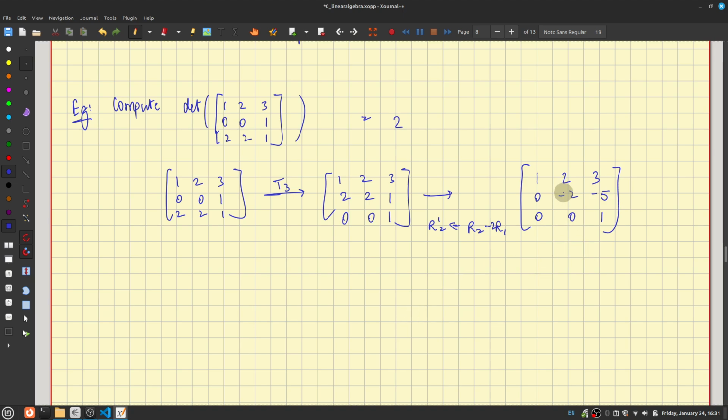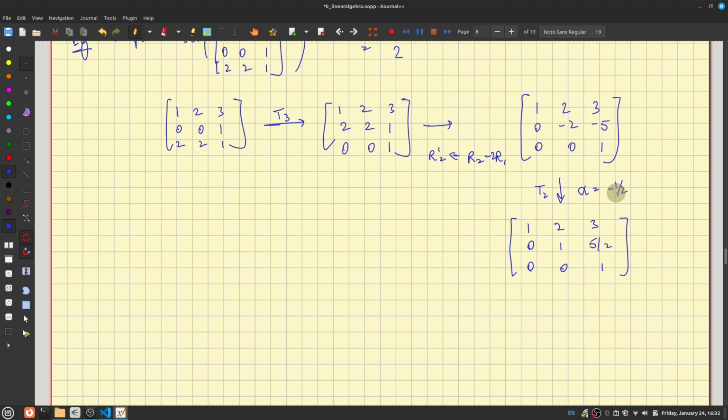All right. Now I want to normalize the second row. So I will perform a type 2 operation where I'll scale by minus 2. So I get 1, 2, 3, 0, 1, 5 by 2, 0, 0, 1. Yes, scale by minus half, that's correct. Basically, I divided the second row by minus 2, or in other words, multiplied it by minus half.